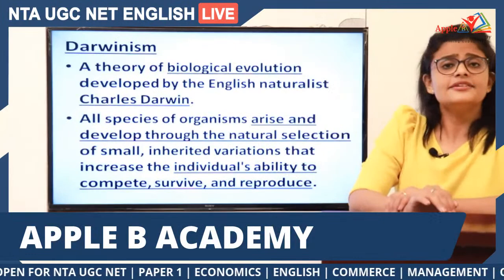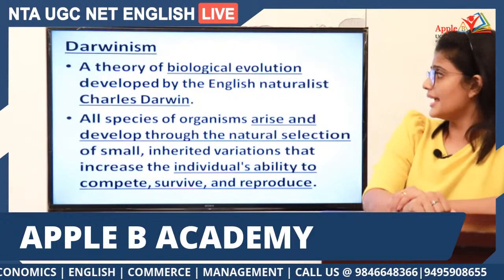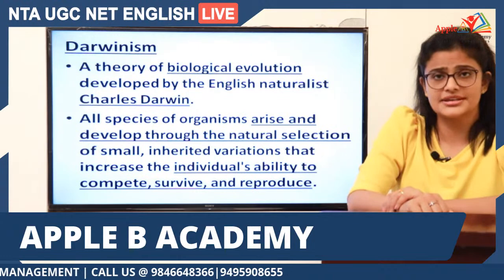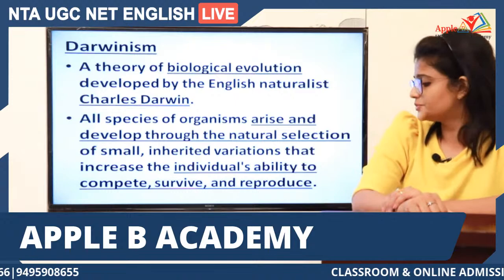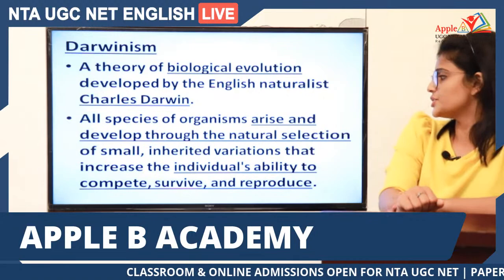Then we have Darwinism, another important thing that influenced the writings of the Victorian Age. Darwinism is a theory of biological evolution developed by the English naturalist Charles Darwin. All species of organisms arise and develop through the natural selection of small inherited variations that increase the individual's ability to compete, survive, and reproduce.